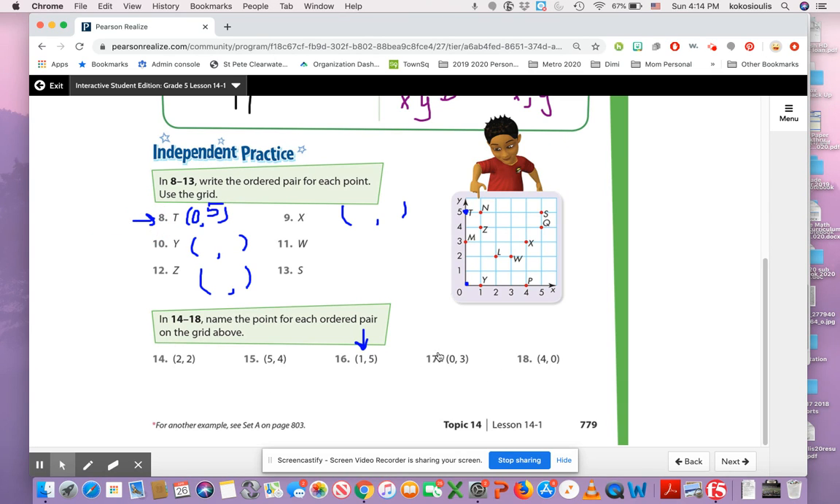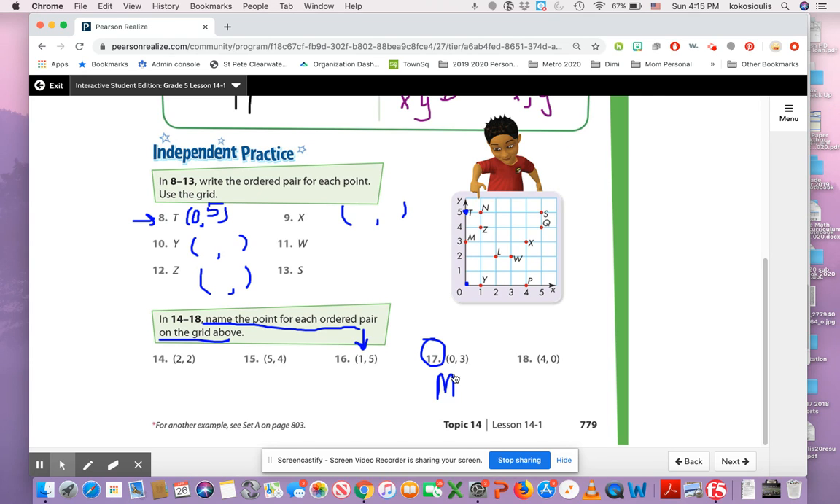But let me do one from down here, right? This one says, name a point for each ordered pair on the grid. Okay, so he wants me to tell him what letter on this grid right here is 0, 3. Okay, let's go up. Remember, 0 is X. Did I move at all at X? Nope. But Y is 3, so he told me to go up 3. And I did, and that letter is now M.